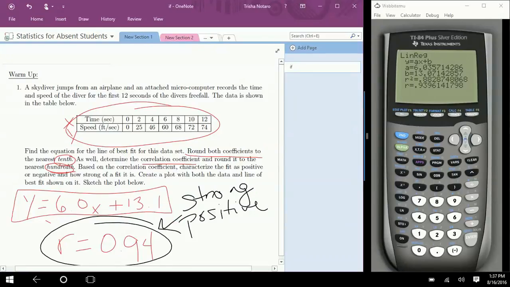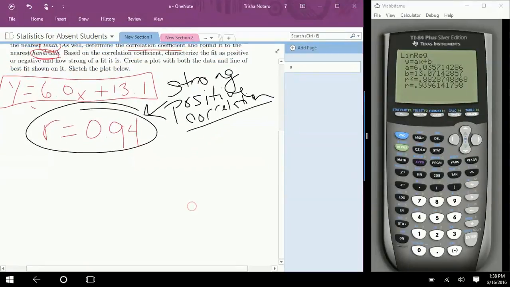Strong, positive, and you want to write a complete sentence, but I don't really have the room. That says correlation. I know, very sloppy. I'm very sorry. Okay, so the last thing in the warm-up, it does say to create a plot. So hopefully this would be a lot easier and a lot faster. You know, you're doing it on your own. You're not having to explain it.